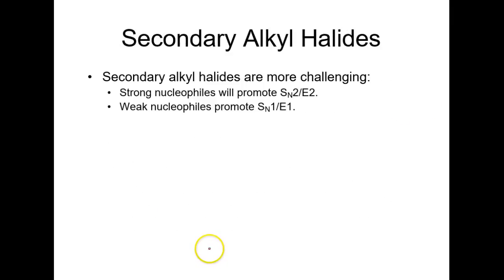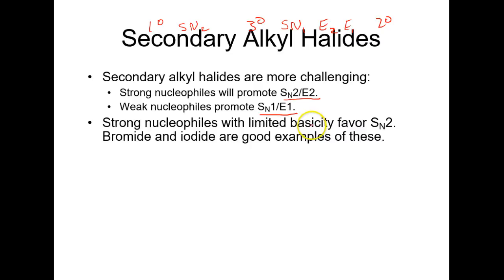Secondary alkyl halides are kind of the weird one because primaries and tertiaries are obvious. If you have a primary alkyl halide, that goes SN2. Tertiary goes pretty much SN1 or E2. I guess E1 too. But a secondary, what does that favor? All right, it favors everything. It just depends on the nucleophilic strength. So the secondary alkyl halides are more challenging. Strong nucleophiles are the 2s. Weak nucleophiles are the 1s. That's pretty much straight and cut and dry.